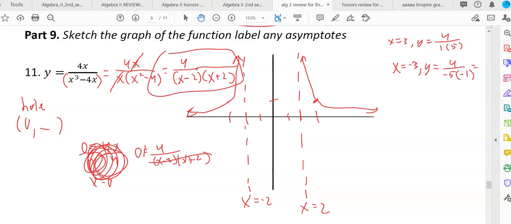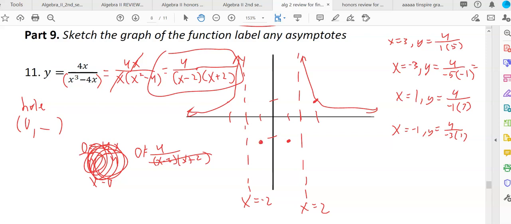I really need to plug in a few more x values. This is an unusually tough kind of graph here. So I'm going to plug in 1. The y value would be 4 over 1 minus 2 is -1 times 1 plus 2 is 3. So -4/3. So when I plug in 1, it's like -4/3. I don't know, somewhere around there. And then let's plug in -1. And we get y equals 4 over -3 times 1, or -4/3. So somewhere right around there-ish.